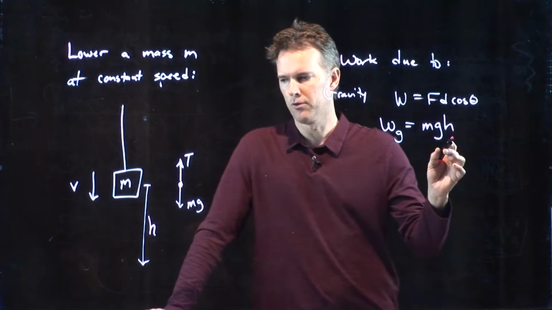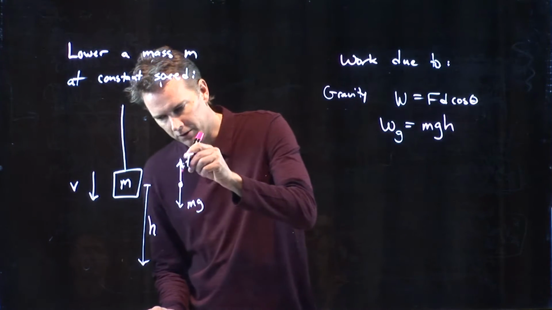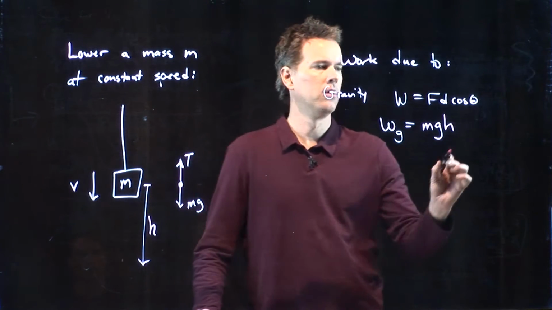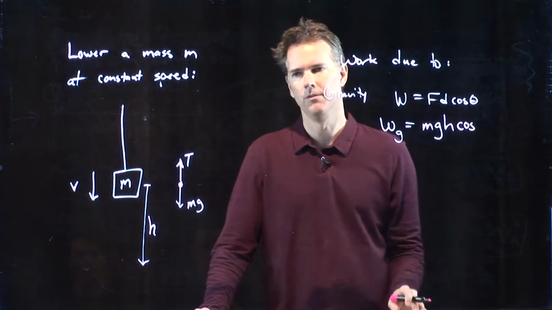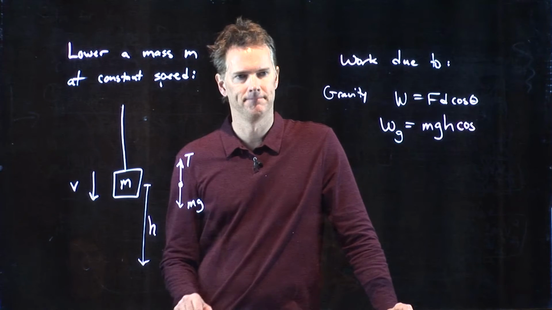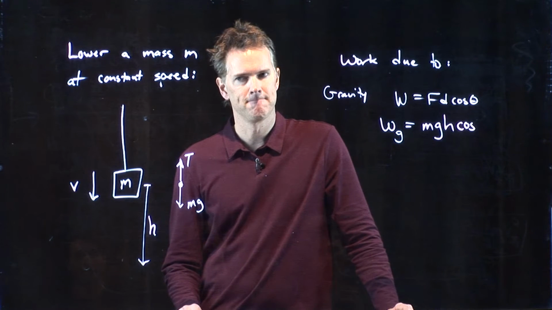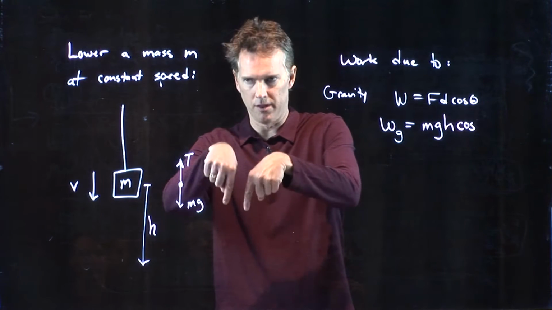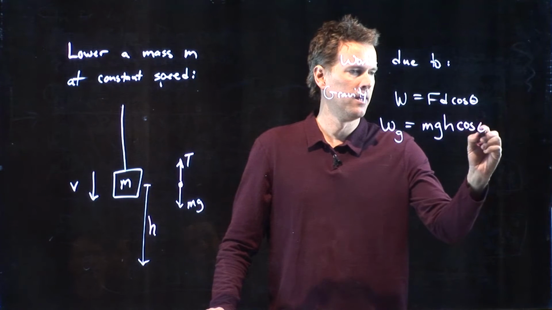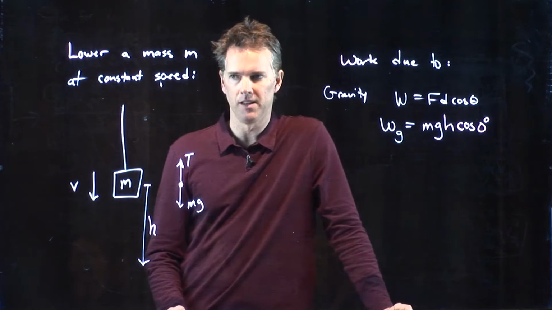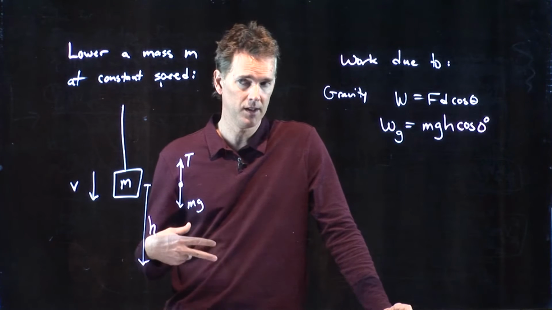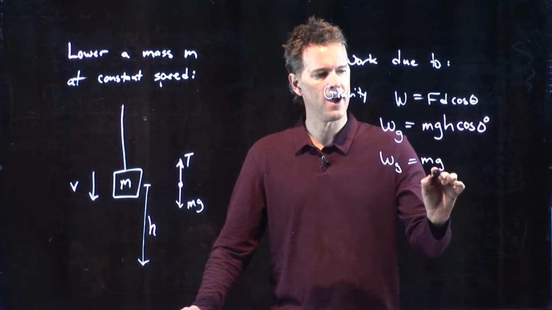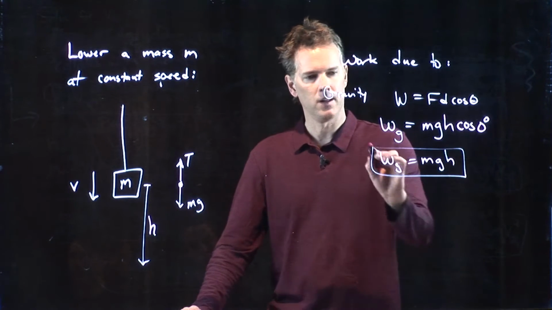So, in the case of gravity, we have a force that's down. We have a displacement that is down. So what is the angle between those two? What do you guys think? 180. Okay. If they are both heading down, they're in the same direction, and so 0 degrees, right? Is the angle that we want to use. Cosine of 0 degrees, like we said, is of course 1. So what's the work due to gravity in this case? mgh.